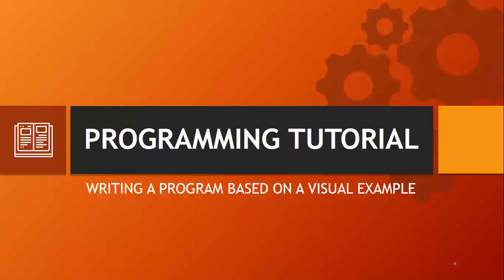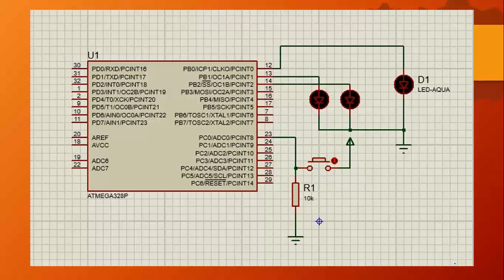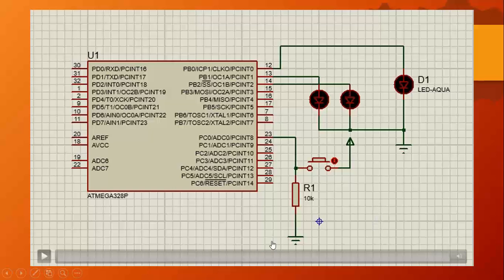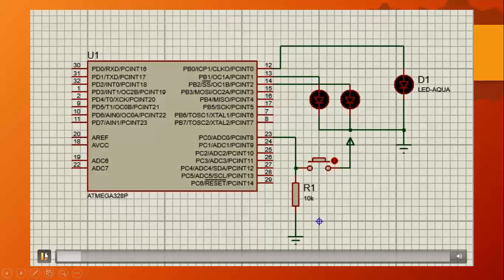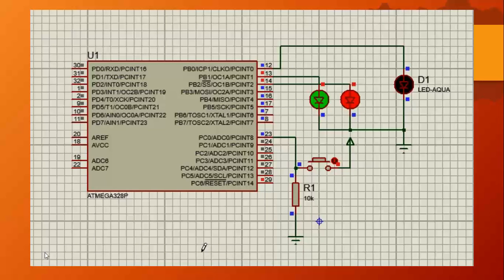Welcome to this tutorial, and we will focus here just on some programming examples, specifically still relating to this introductory phase that we are in with the ATmega 328P. So how we are going to go about it is I'm going to show you a visual example, and then based on what you see, this is what we have to write the program about. So just observe what is happening here.